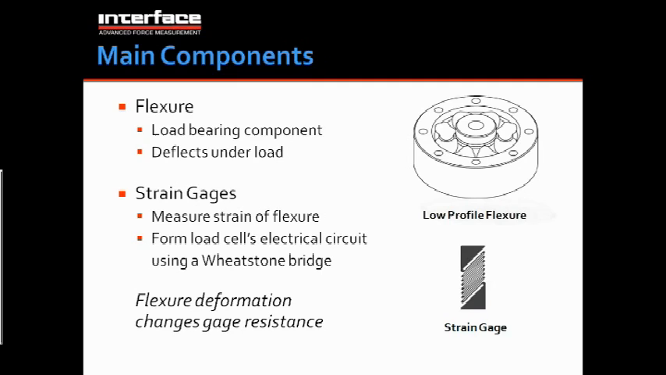The second main component would be the strain gauge, and the strain gauge measures the strain or the deflections of the flexure. The strain gauge or a series of strain gauges form the electrical circuit of a load cell using the Wheatstone bridge. And again, the flexure deformation is what changes the resistance across the strain gauge.